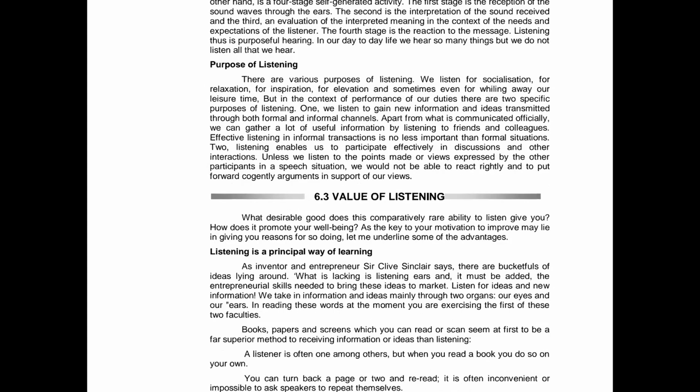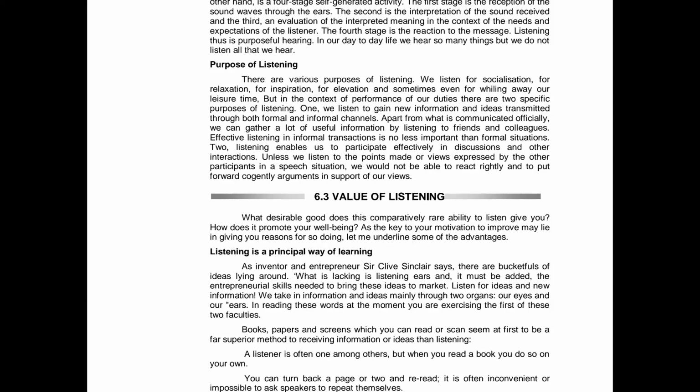What could be the purpose of listening? There are various purposes of listening. We listen for socialization. We listen for relaxation. We listen for inspiration. We listen for elevation and sometimes even for whiling away our leisure time. But in the context of performance of our duties, there are two specific purposes of listening.